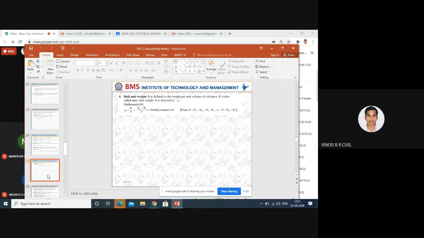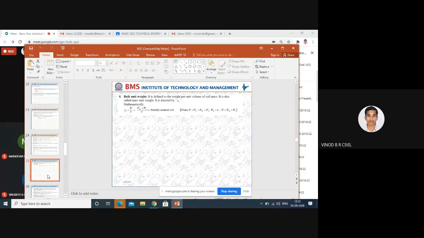In examination, if they ask you to calculate bulk unit weight, then you have to assume the soil is saturated soil. In some problems, they will ask you to calculate dry unit weight. Then you have to assume that the soil doesn't have any moisture content or water content. The mathematical expression of gamma B equals weight by volume. Here weight contains the soil as well as the water, so it is WW, weight of water, plus WS, weight of soil, divided by V, the volume.